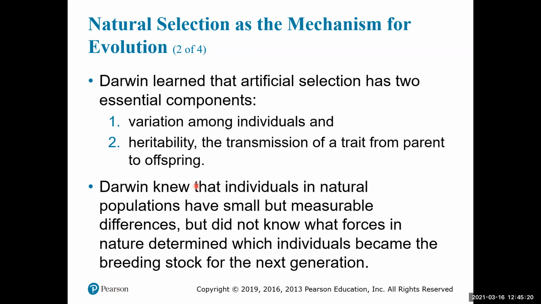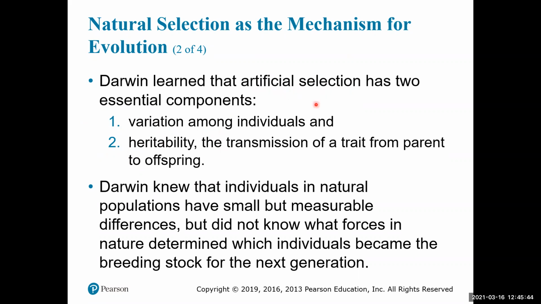So you have to be able to pass on a trait from parent to offspring. If you can't pass that trait on, then selection doesn't act on that trait. Okay, so those are the two big important factors for natural selection to happen, and he learned that through analyzing the process of artificial selection.